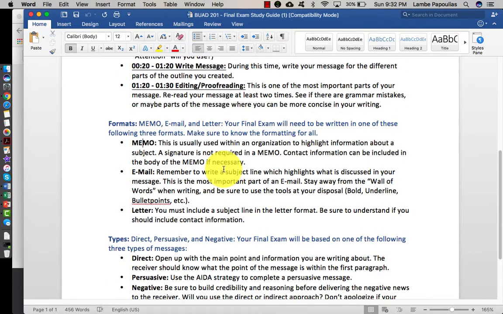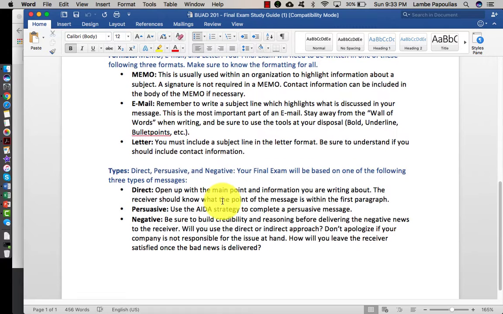Email. Remember to write a subject line which highlights what is discussed in your message. This is the most important part of the email. Stay away from the wall of words in the body of your email as well, and be sure to use the tools at your disposal, which is bold, underlining, bullet points, changing colors, whatever it may be. Your letter, if it's a letter format, you must include a subject line in a letter format. Be sure to understand if you should include contact information in the type of letter that you write.